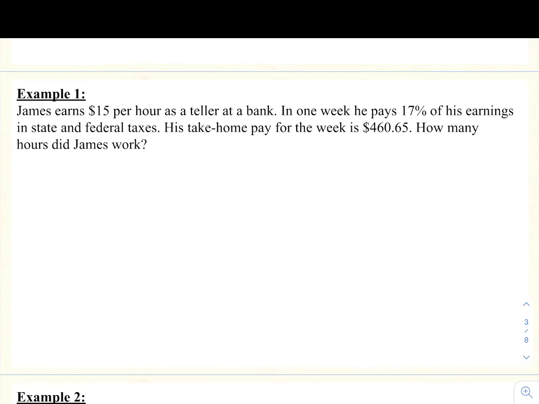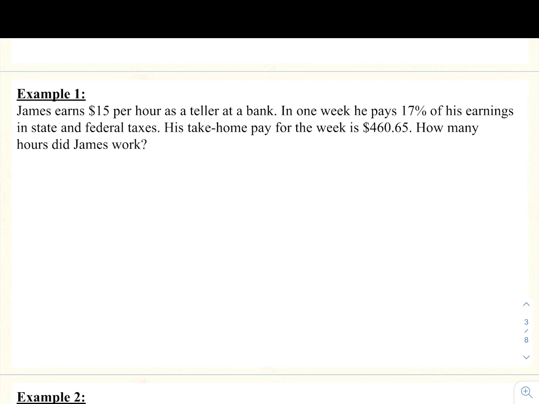James earns $15 per hour as a teller at a bank. In 1 week, he pays 17% of his earnings in state and federal taxes. His take-home pay for the week is $460.65. How many hours did James work?